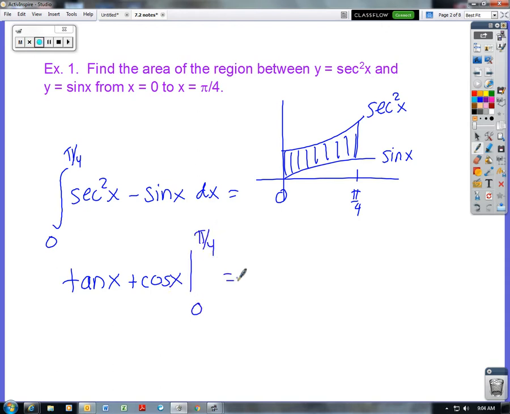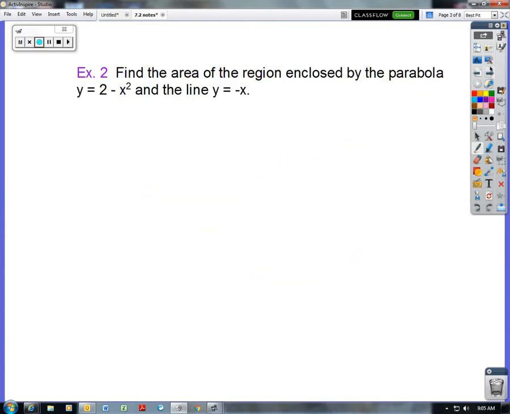And let's evaluate these. Tan of pi over 4 is 1. Cosine of pi over 4 is root 2 over 2. Minus tan of 0, which is 0, cosine of 0 is 1. So we're going to end up with just root 2 over 2 because the negative 1 and the positive 1 are going to cancel. And it's area, so you could put units squared. So that one was pretty straightforward, kind of fun because we knew all the integrals.